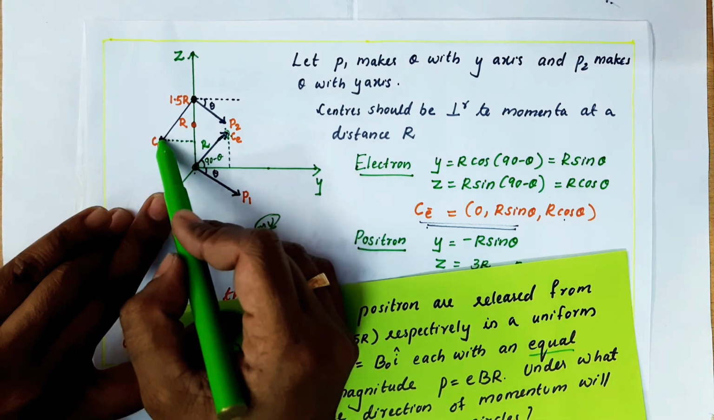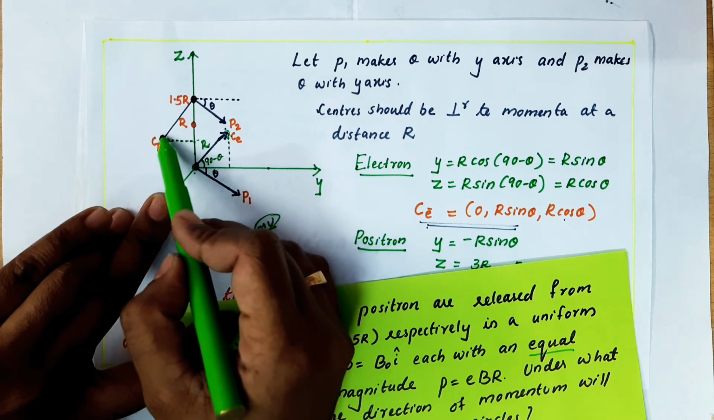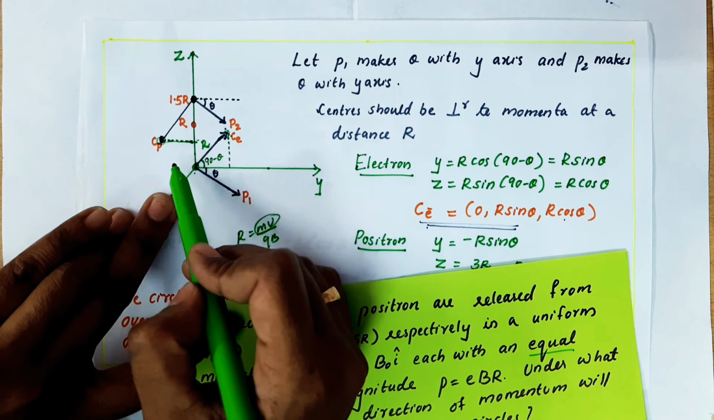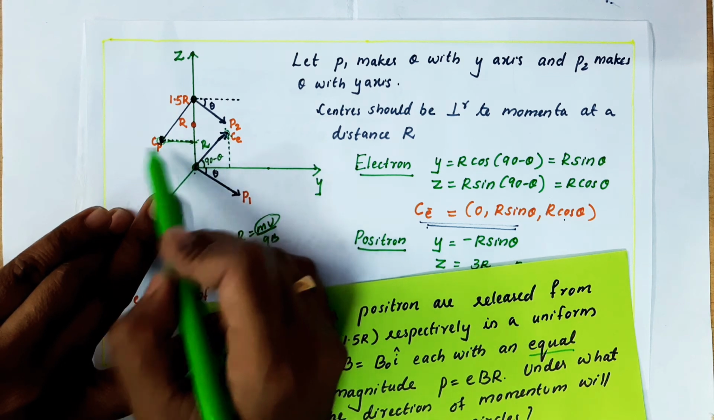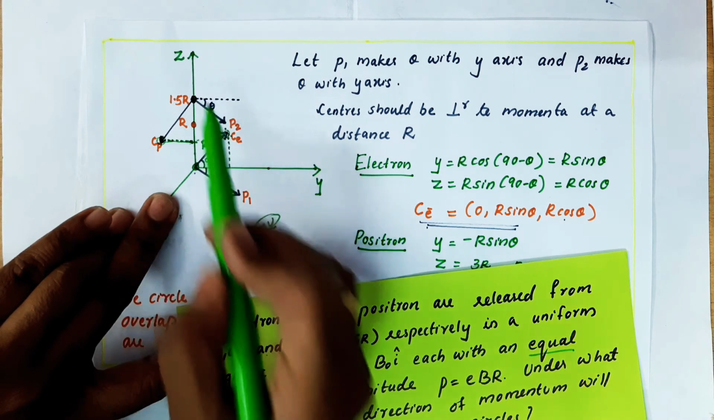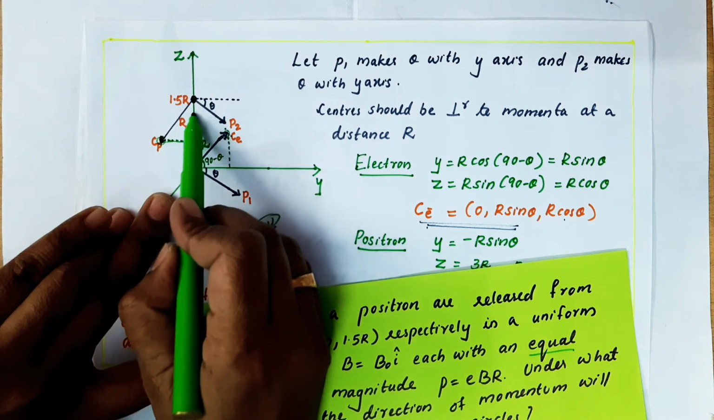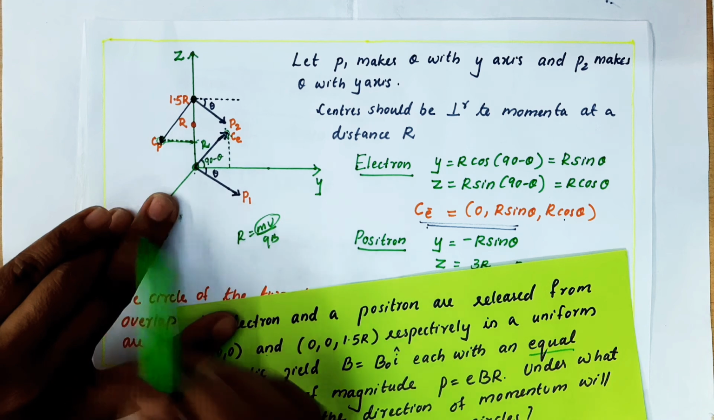Same like that for this positron, this is the center. So I need to find the coordinates of this point. I am just drawing a perpendicular like this. Okay, the x-axis I need to find. We know this will be theta. Same method you can do for this also. This is theta, this will be 90 minus theta, this also will be theta.